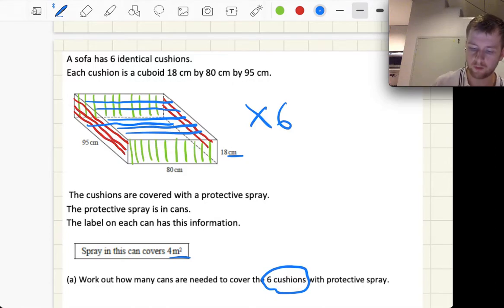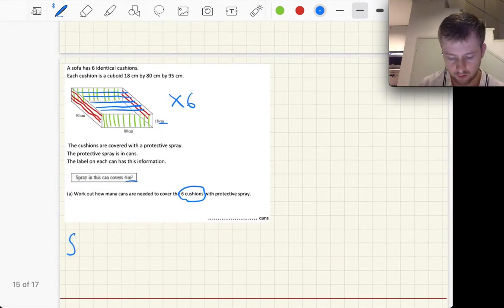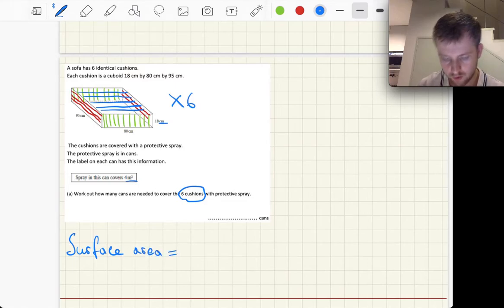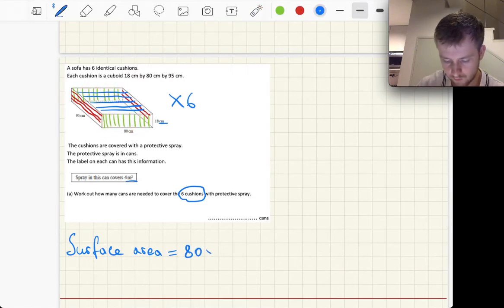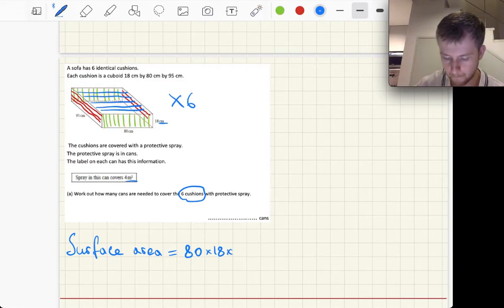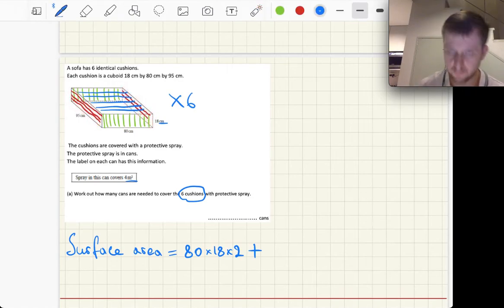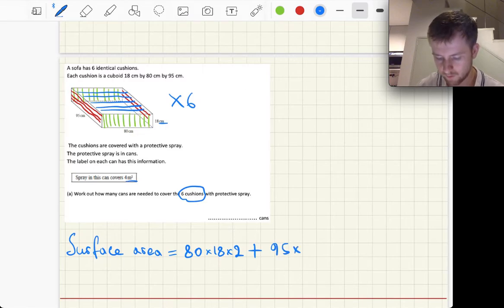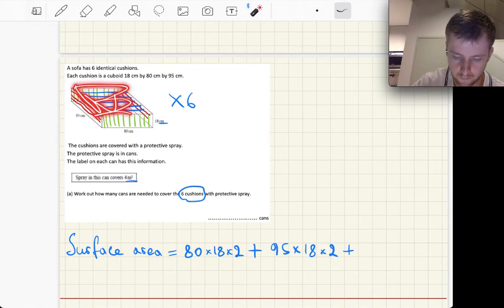Yeah, something like this. So this is getting a bit confusing. I think I'll just leave it like that. So let's figure out what's the surface area of this particular cuboid. First of all, these 2, right? So we do 80 times 18 and then times 2, because there's 2 of them, plus another 2 rectangles. This is 95 times 18 in this case, and also times 2. And finally the top and bottom, so that's 80 and 95.